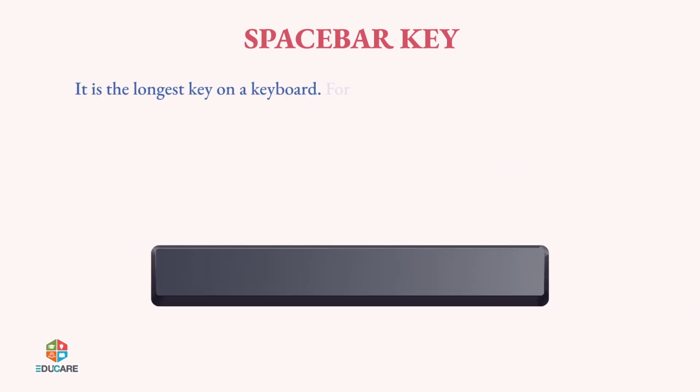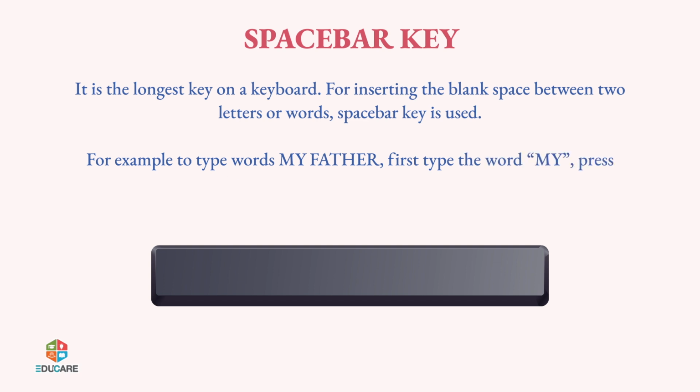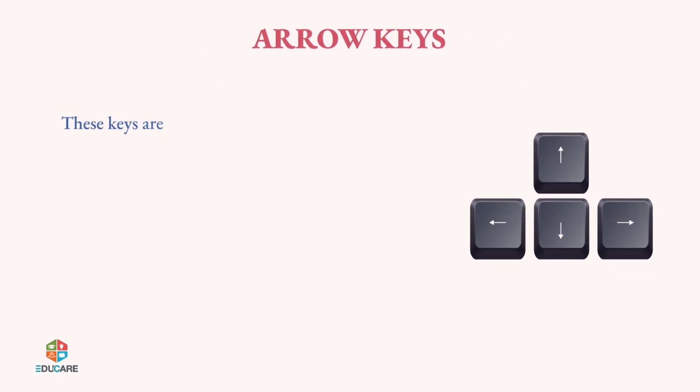For inserting the blank space between two letters or words, spacebar key is used. For example, to type the words "my father", first type the word my, press spacebar, and then type the word father. Arrow keys. These keys are used for moving the cursor in the four directions on the monitor.